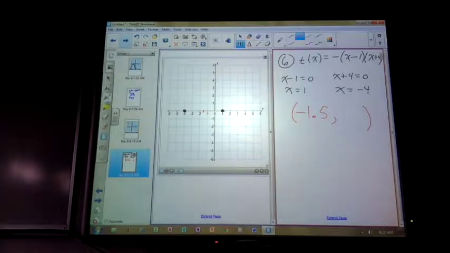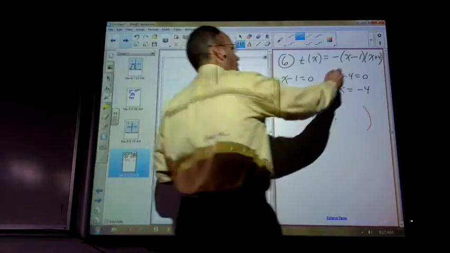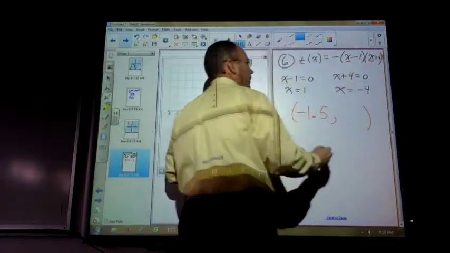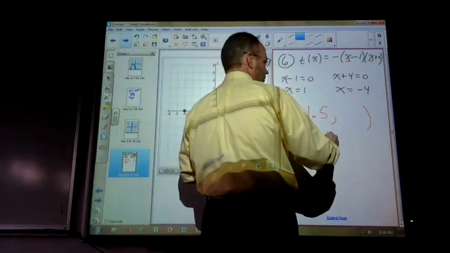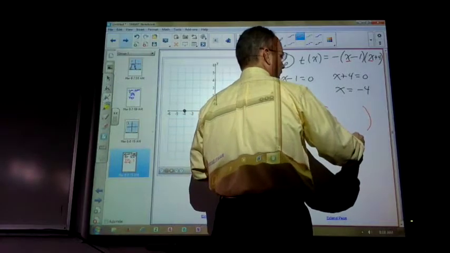So what do you think I should do with that x value of negative 1.5 to figure out the y value? Plug it into the original. Good. So I'm going to plug that negative 1.5 in here and also here. So I have negative 1.5 minus 1, negative 1.5 plus 4.